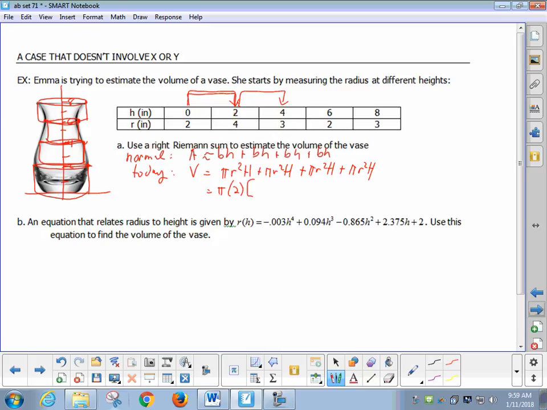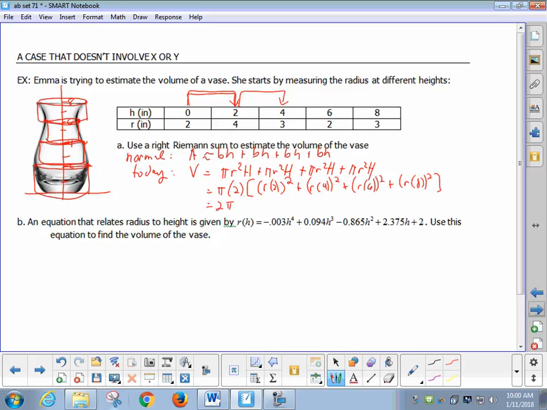Now, just like any table problem, before you go rushing into the table values, you need to communicate where you're coming from. If I'm using a right Riemann sum, then the first radius would be the radius at 2. But remember, this is volume, so that's the radius squared. Plus the radius at 4 squared, plus the radius at 6 squared, plus the radius at 8 squared.